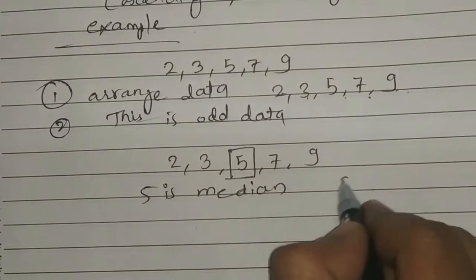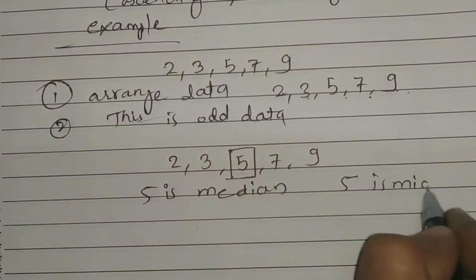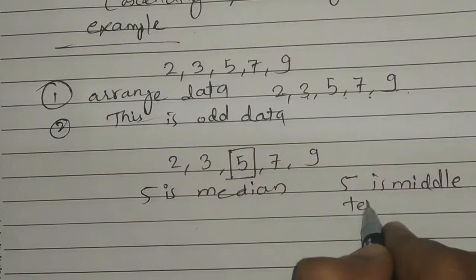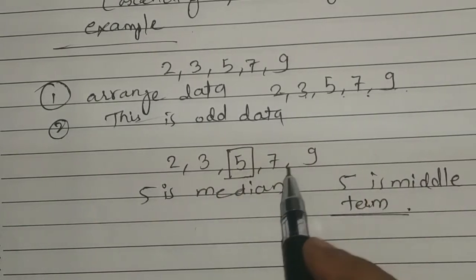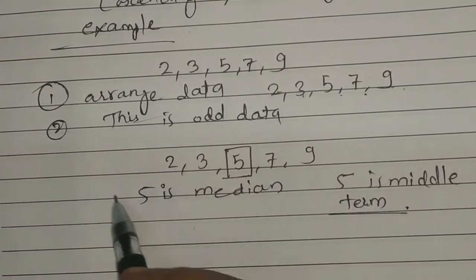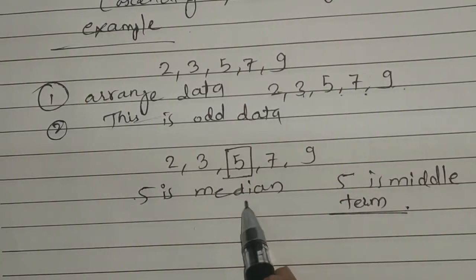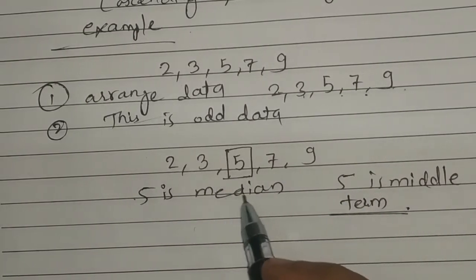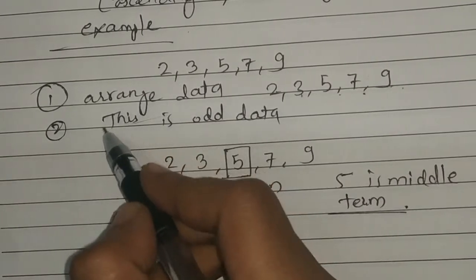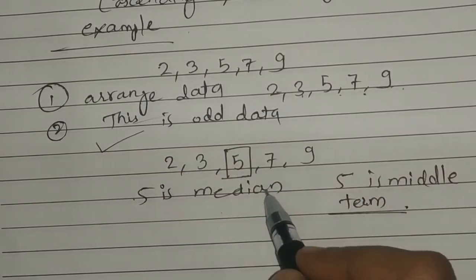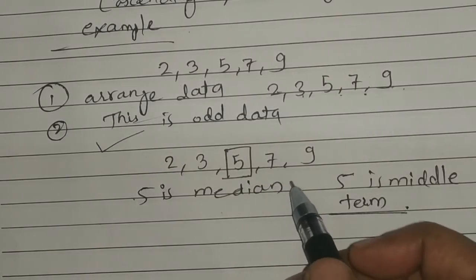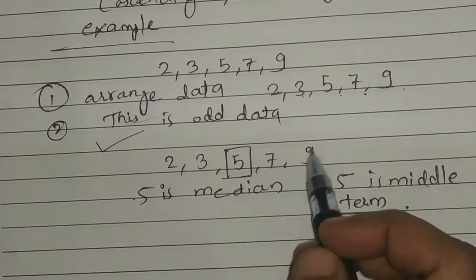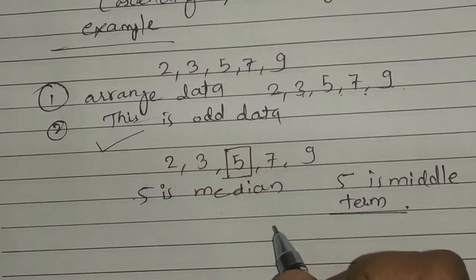You can see that this 5 is the middle term, and it is actually dividing this data like 2 data on the right hand side and 2 data on the left hand side. So 5 will be the best median for this case. But it's not always going to happen. This is odd data, so we get an exact median. But sometimes the data is even. So what we have to do is take the 2 middle scores for the median.